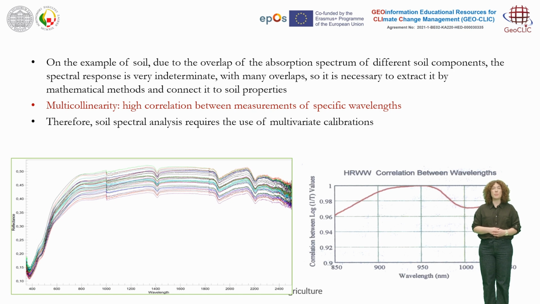On the example of soil as a matrix, due to overlap of the absorption spectra of different soil components, the spectral response is very indeterminate, with many overlaps and multicollinearity. So it is necessary to extract the information by different mathematical methods and then to find some variability in it and variations which can be connected to the variations in the soil properties. So soil spectral analysis requires the use of multivariate calibrations.